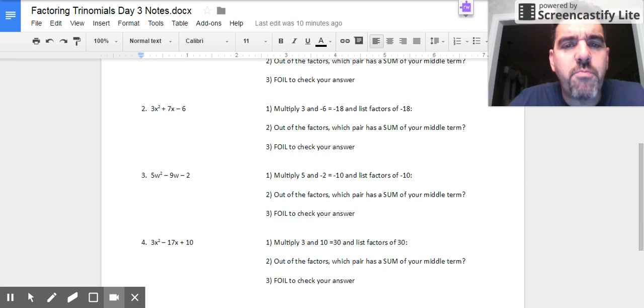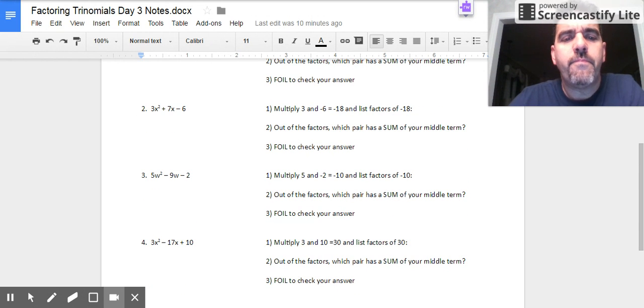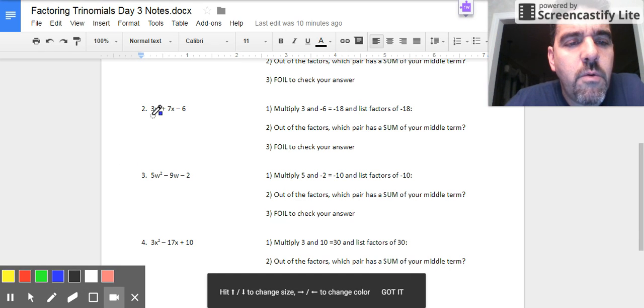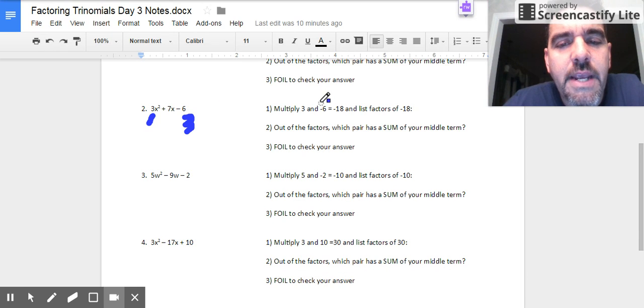Okay, so we finished the first problem here, so now we're going to take a look at the second problem. 3x squared plus 7x minus 6. So again, over here to the right, we're trying to give you little hints and clues as to the steps that we have given you at the beginning of the page here. Again, remember, we're taking the first term times this third term here. Make sure that you include the negative sign with this. So even though this is minus 6, you're going to bring it over here as a negative 6.